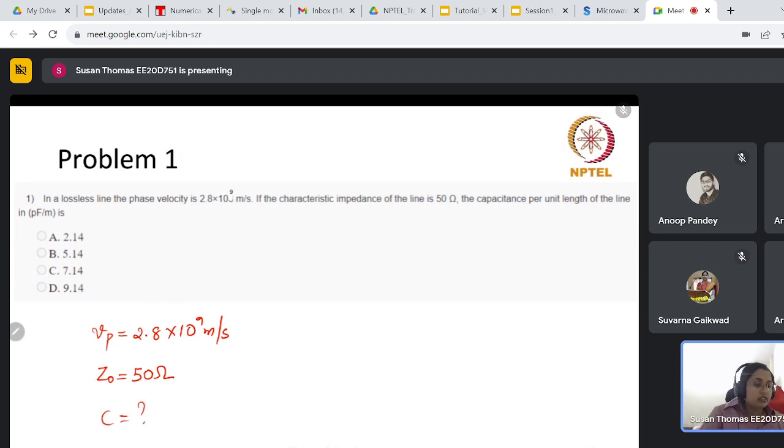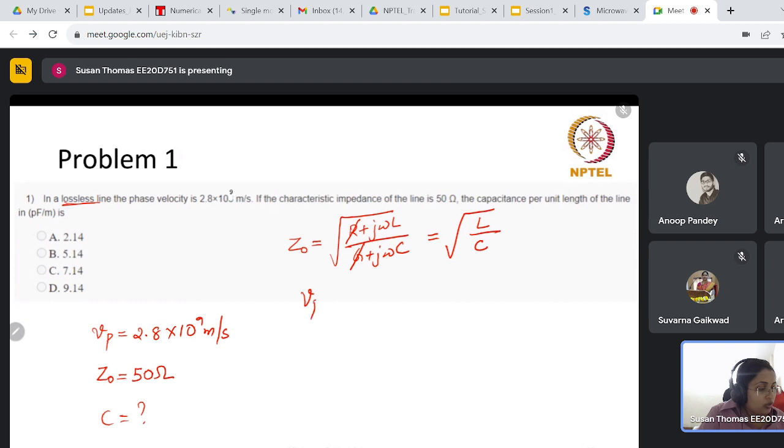So how to solve this? The very basic clue is it is a lossless line. So if it is a lossless line, what is the expression for Z0? Under root L by C. Yes, exactly. The basic expression is root of (R plus j omega L) by (G plus j omega C). Because it is a lossless line, R and G become 0 and the expression reduces to root of L by C.